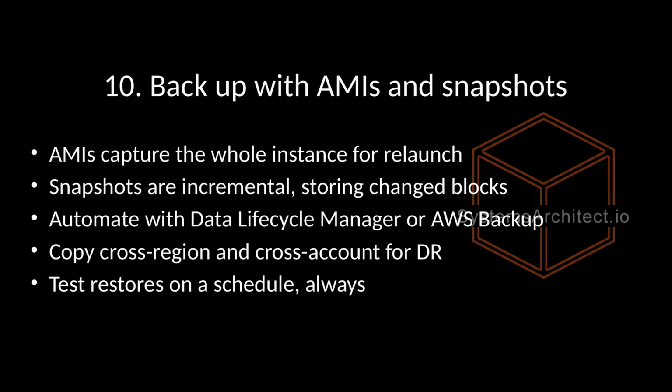10. Backup with AMIs and Snapshots. An Amazon machine image captures the whole instance for relaunch. EBS snapshots capture individual volumes incrementally into Amazon S3. Only changed blocks are stored, so cost and backup time stay low. Automate it with Amazon Data Lifecycle Manager or AWS Backup. Both run on tag-driven schedules with cross-region copies for disaster recovery. Set retention so old snapshots expire on their own. An untested backup is a hypothesis, not a recovery plan.